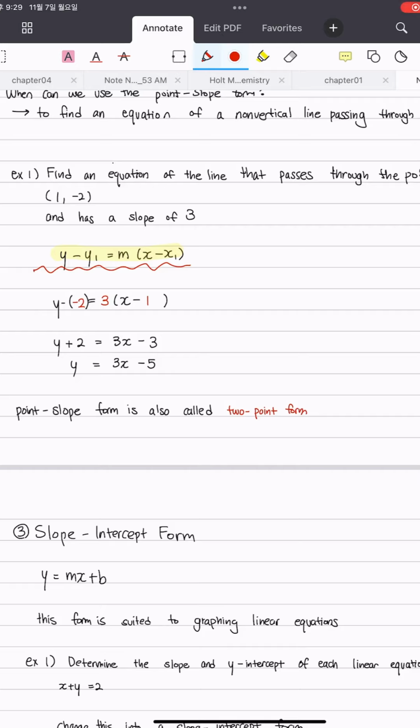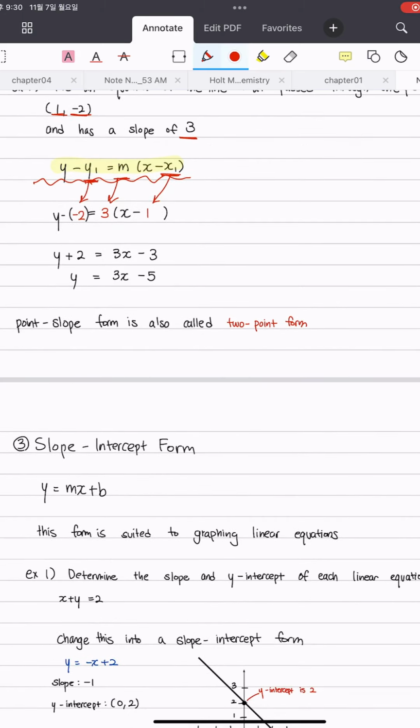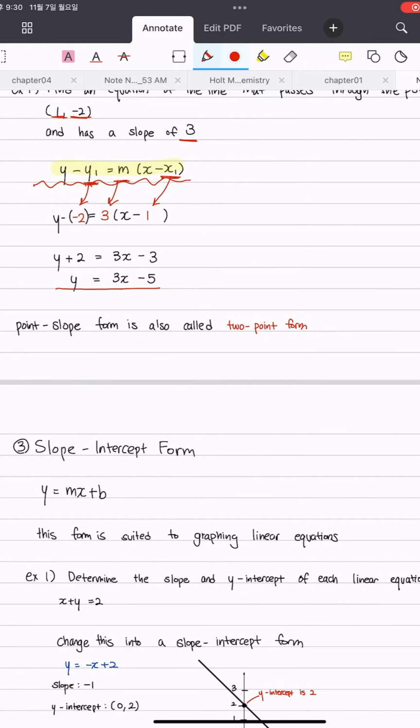y subtracted by -2, which is y1, so we put it here, equals 3, which is the slope, so m, so we put it here, and multiplied by x minus 1, which is x1 right here, so we put it right here. And when we simplify this, it becomes y equals 3x minus 5, which is the equation that we found. And here we can find the slope right away, and this becomes the y-intercept of the graph.